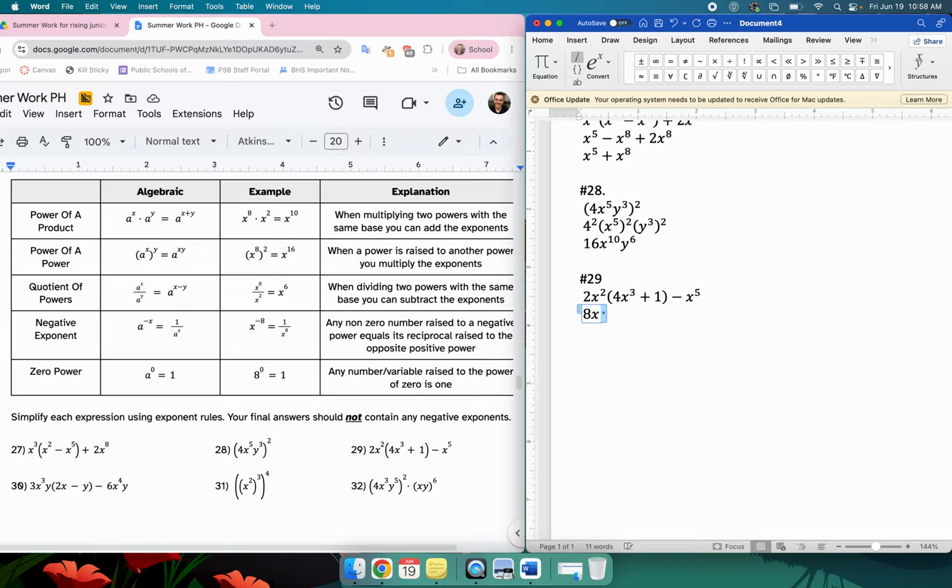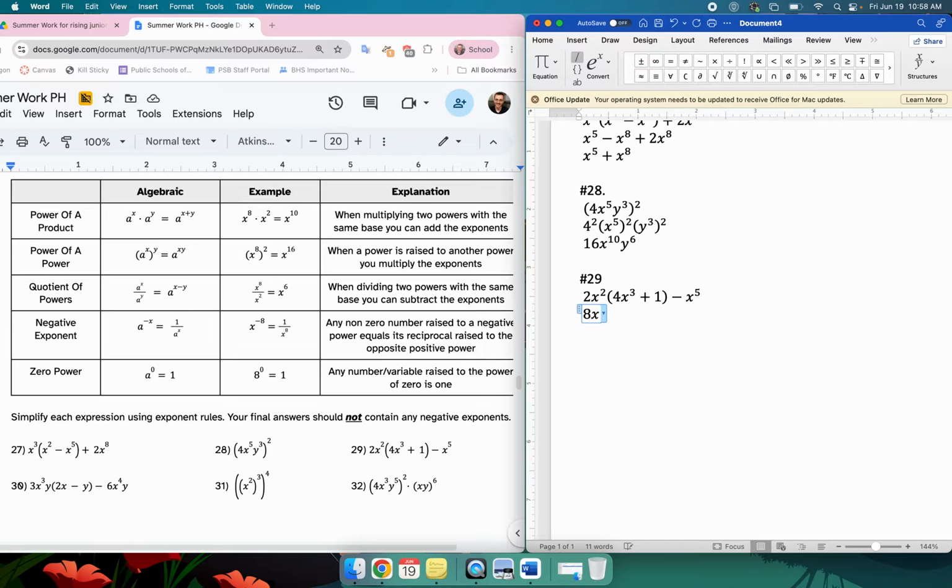Number 30, we have the expression 3x cubed y times 2x minus y minus 6x to the 4th y. Again, I would start by distributing before you do anything else. So I'm going to distribute the 3x cubed y to the two terms in parentheses. I multiply these coefficients, so 3 times 2 is 6. As far as the variables, I have x to the 3rd times x. Plain old x is like x to the 1, so x to the 3rd times x to the 1. You add those exponents, that's this rule right here. 3 plus 1 is 4, so I get x to the 4th.